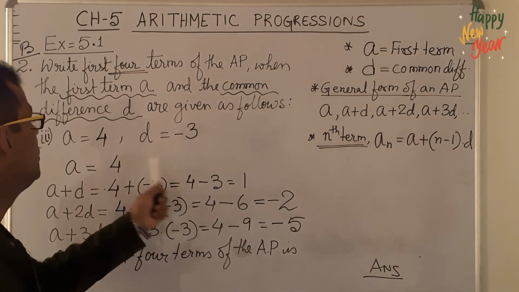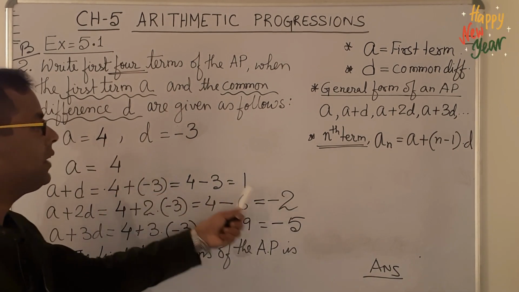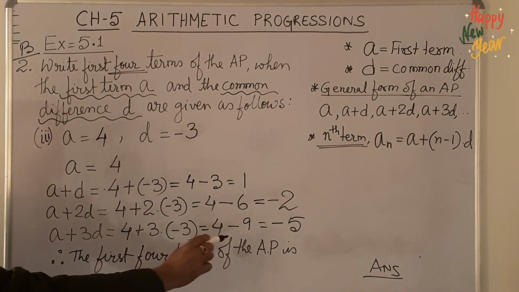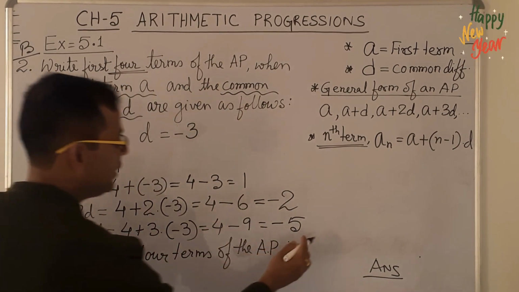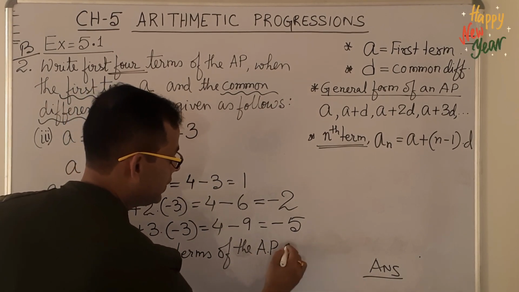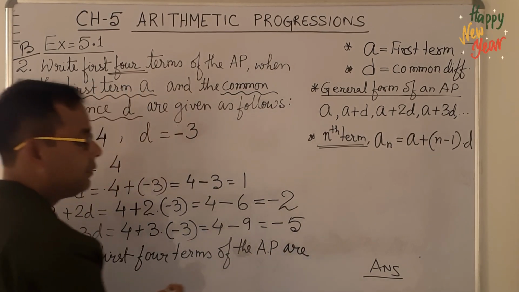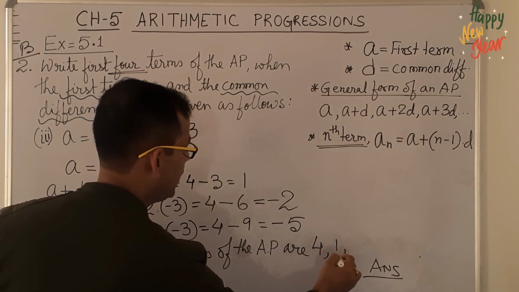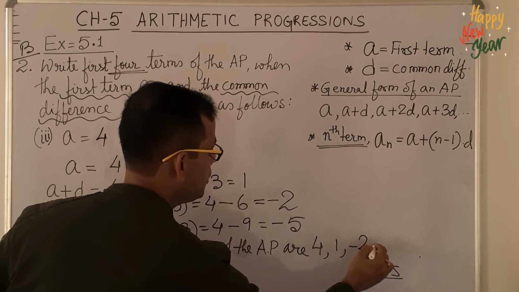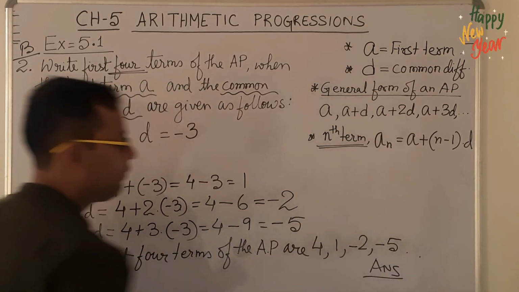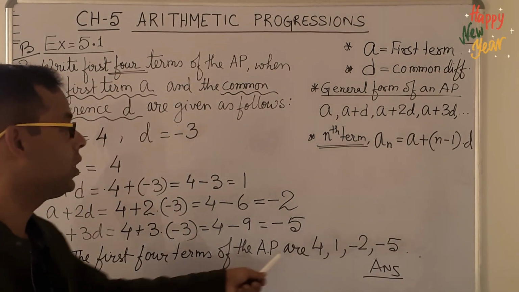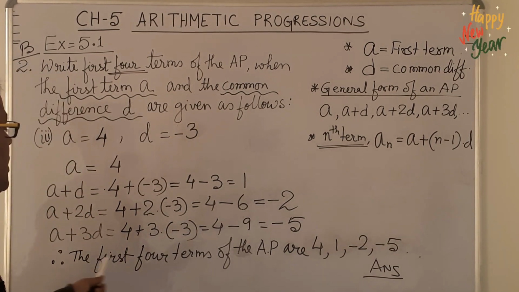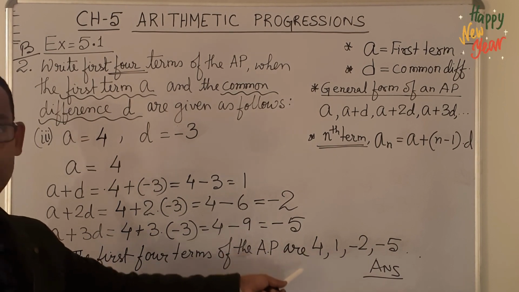Clear? Now what are the 4 terms? 4, 1, minus 2, minus 5. So we will write it here. Therefore the first 4 terms of the AP are 4, 1, minus 2, minus 5. Clear? I wrote "is", but it should not be "is". They are not asking for 1 term, they are asking for 4 terms. So the first 4 terms of the AP are, okay.